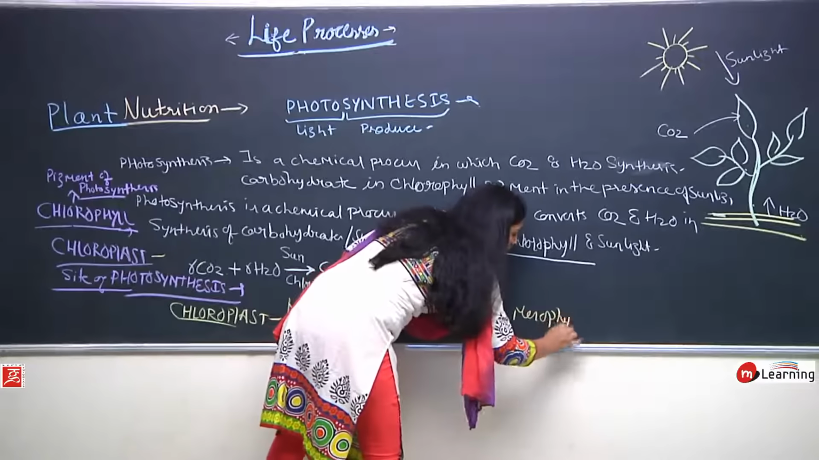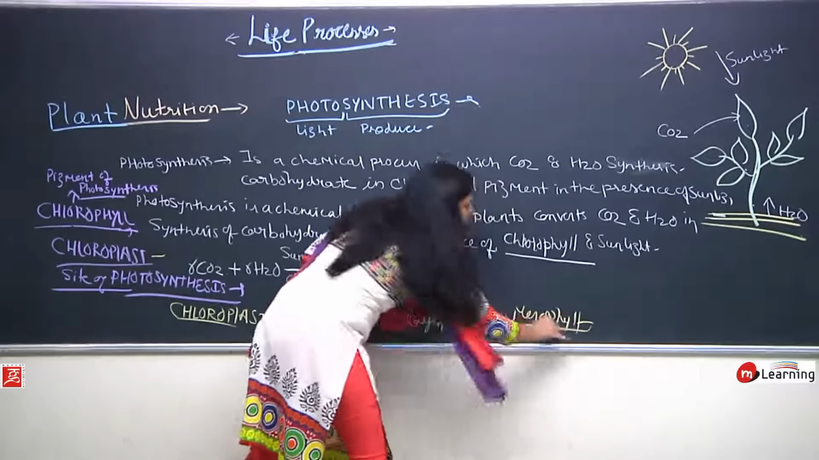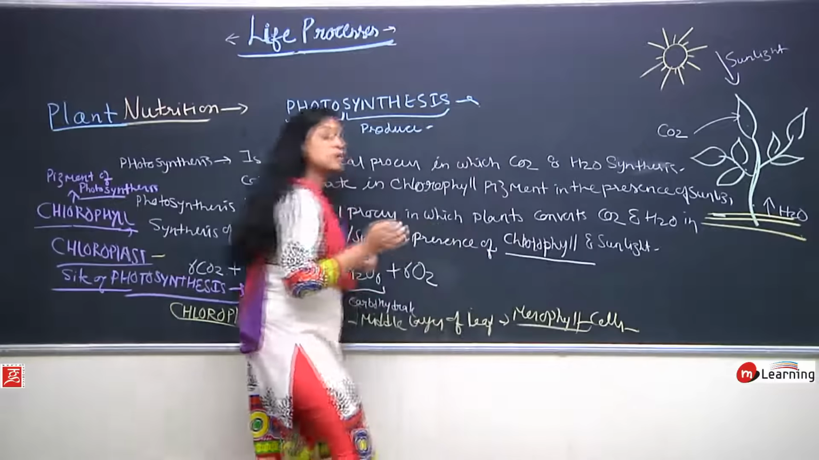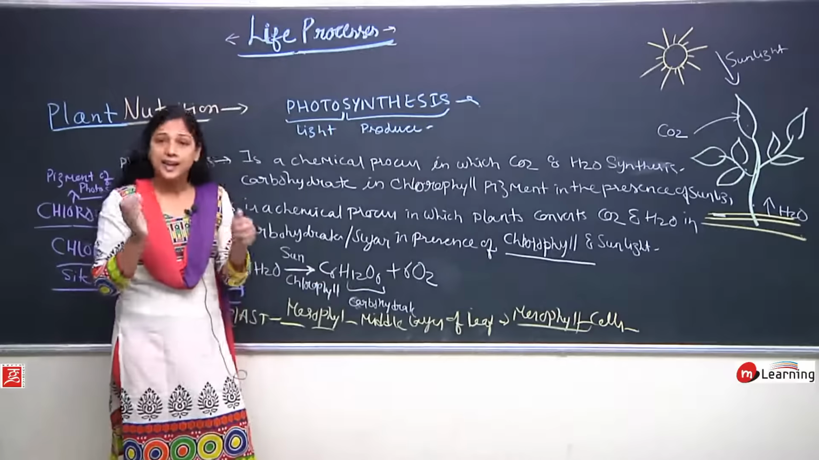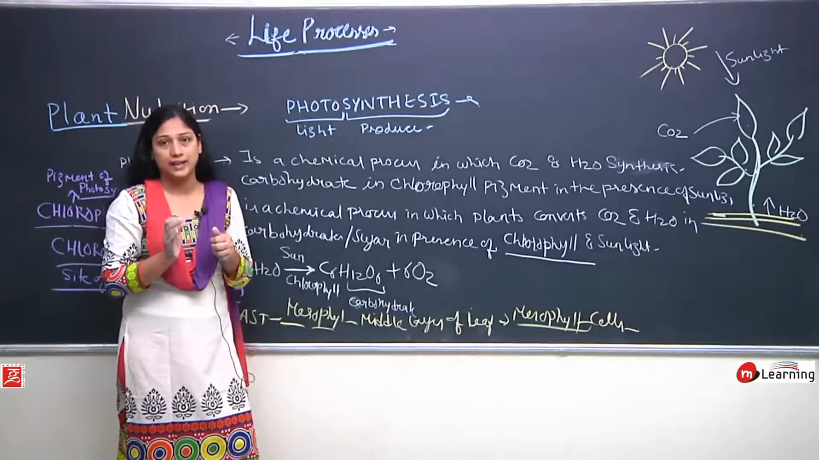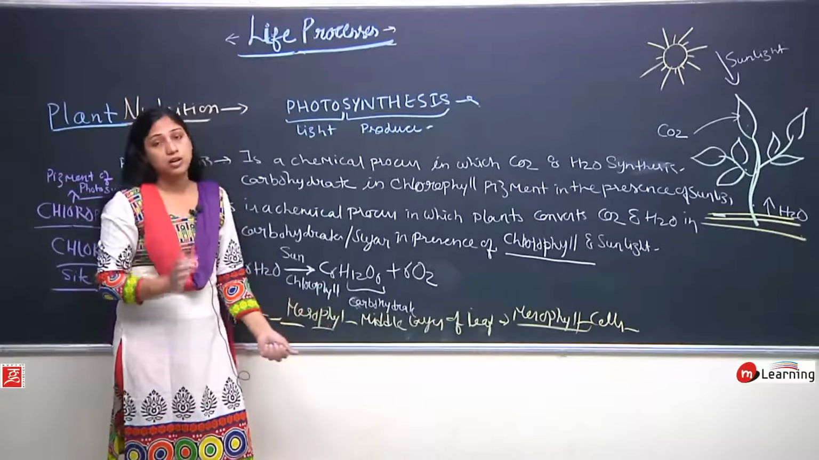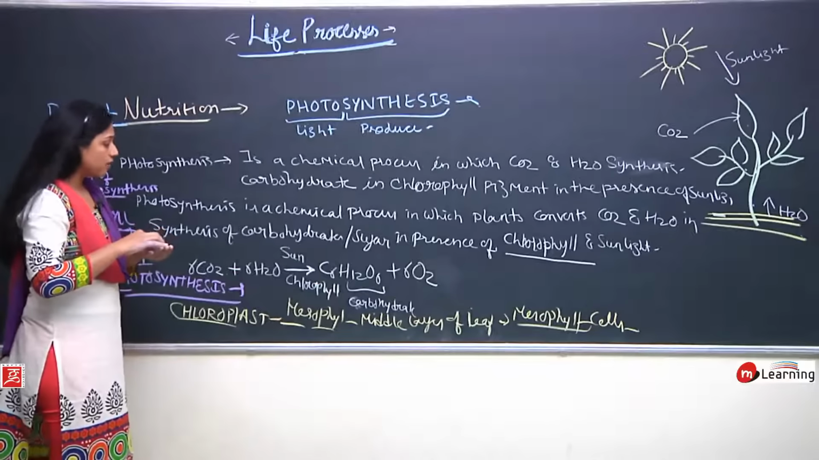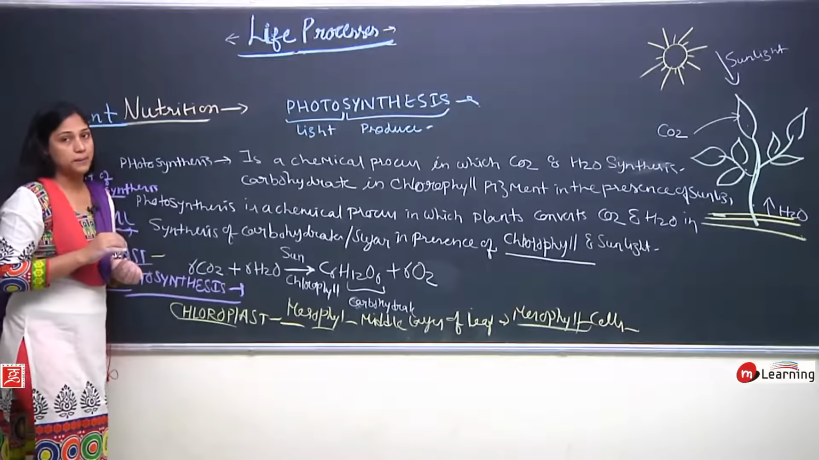The mesophyll layer has mesophyll cells, and these mesophyll cells have a special kind of organelle which is called chloroplast. Okay, so we will see the structure of a chloroplast.